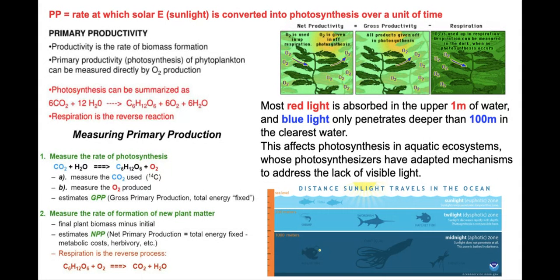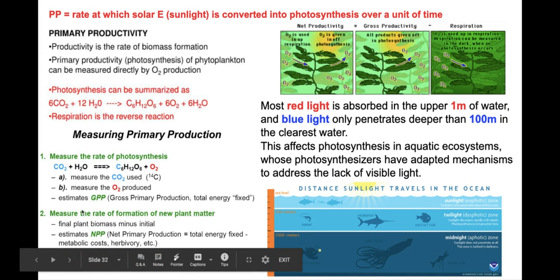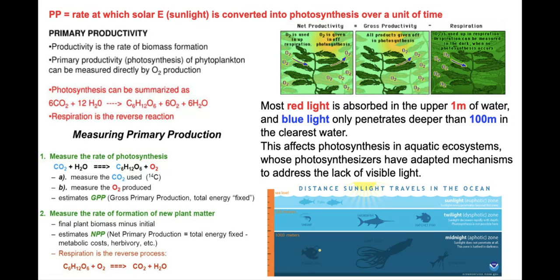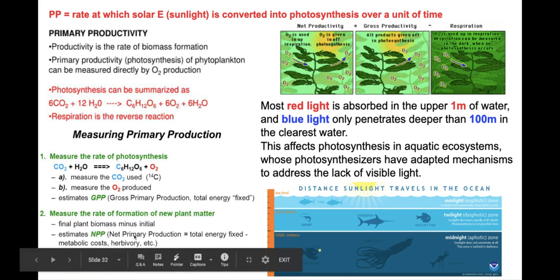You can also measure the amount of oxygen being produced, and it will tell you the amount of primary productivity. You can also measure the rate of formation of plant matter by measuring the biomass. Again, one more time, net is going to be gross minus the respiration, the metabolic cost that trophic level has. So there is a problem with productivity.